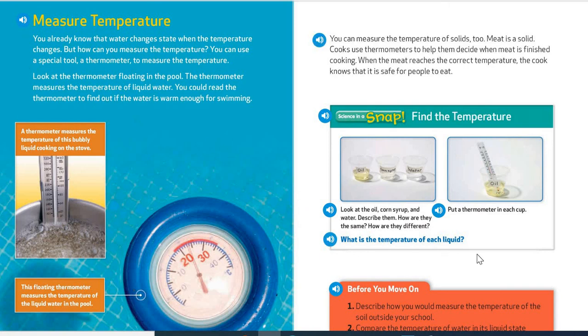Okay, here's an experiment if you would like to do it. Okay, that is a fun one. Look at the oil, corn syrup, and water. Describe them. How are they the same? How are they different? Put a thermometer in each cup. What is the temperature of each liquid? Another thing that might be fun is to put all three into your freezer and to see which one would freeze first, which one would become a solid. Let me know if you do those.